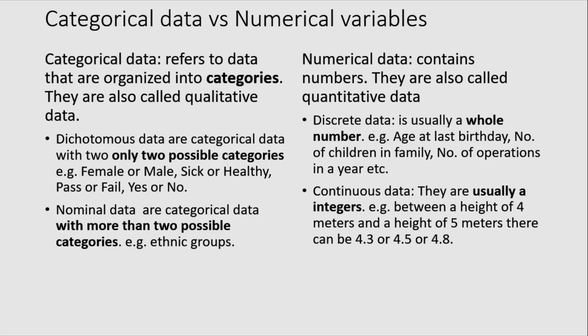Then we have numerical variables, which are numbers. The numerical variables are either discrete data or continuous. And just as the name says, discrete means it's on point. There are no two ways about it. You are either here or you are there. For example, you have your age. It's written here, age at last birthday. Your age at your last birthday is a definite number. It is either 23 or 24. It can never be 24.5.